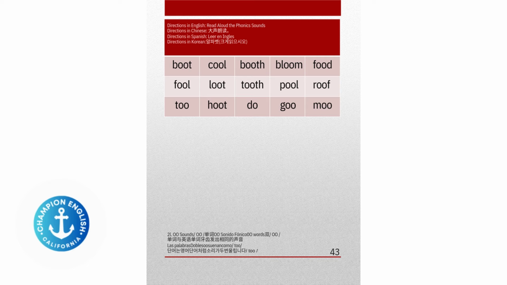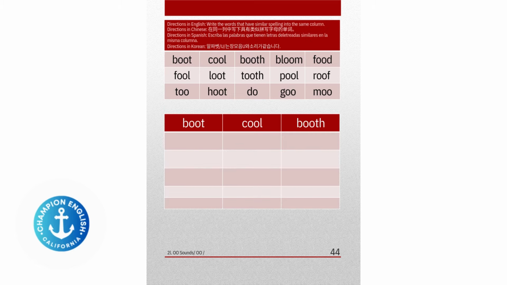Good job, students. Now go ahead and sound out each word by yourself or with a partner. Ready and go. Okay, let's test this. Now that you know how to sound out the words, all you have to do is put the right word in the right column. So in column number 1, we have boot. Let's say that. Boot. In column number 2, we have cool. Let's say that. Cool. In column number 3, we have booth. Let's say that. Booth. That is right, students.